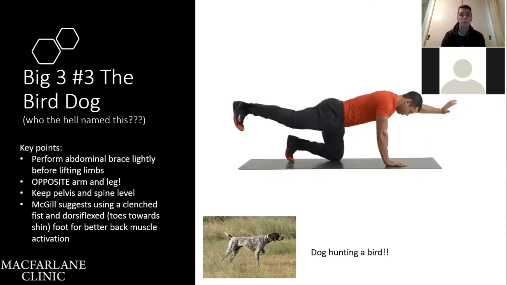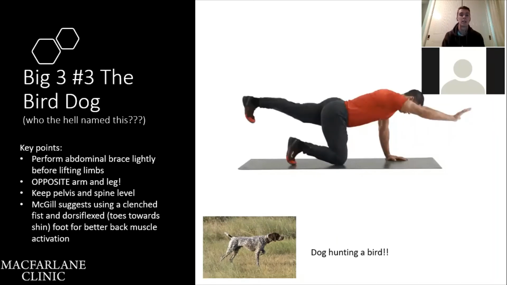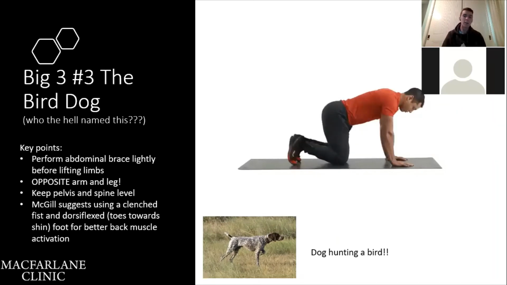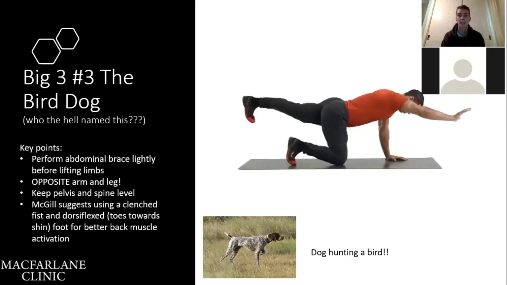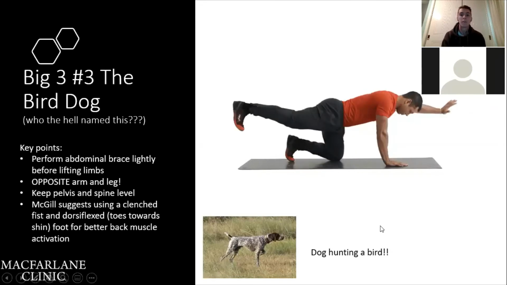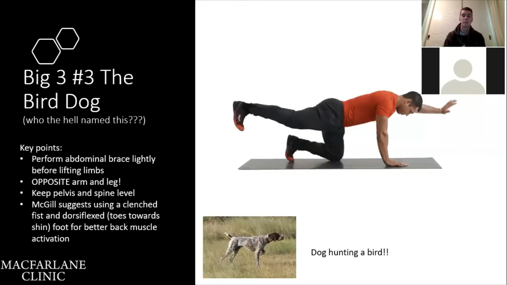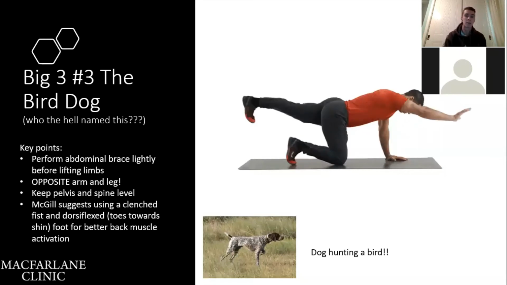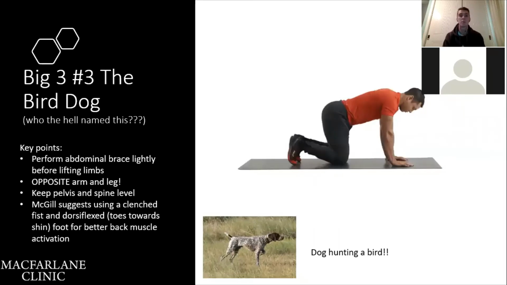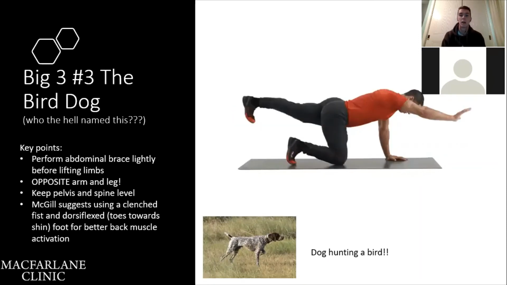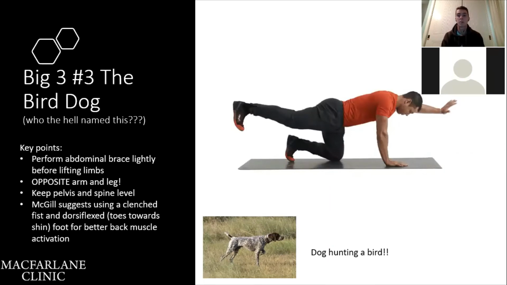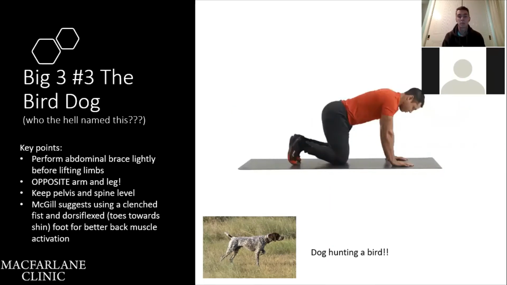With the bird dog, as you can see in the animation, you're starting in a hands and knees position. Generally, knees are underneath the hips and hands are underneath the shoulders. From this position, you are then raising your opposite arm and opposite leg into the air, trying to keep your hips level and your back stable as you are doing this. Before you do those movements though, it's probably best to engage that abdominal brace that I talked about earlier.